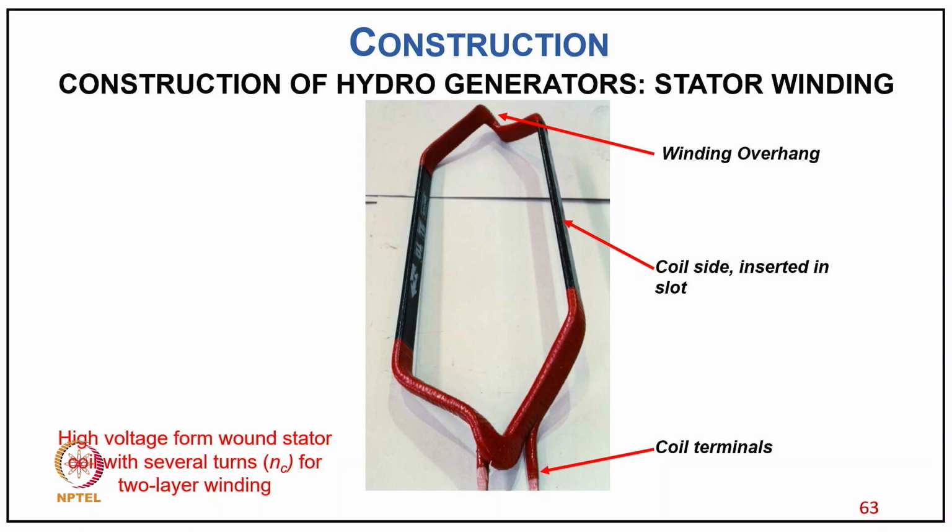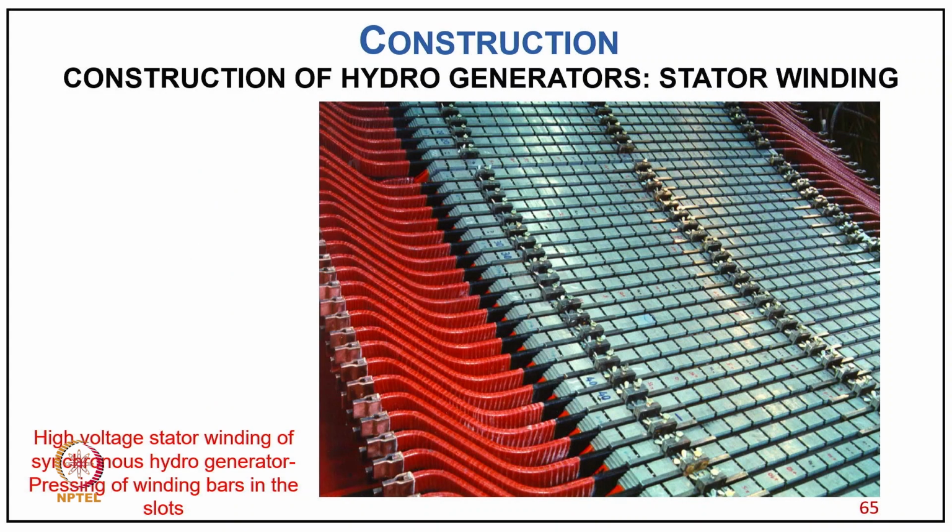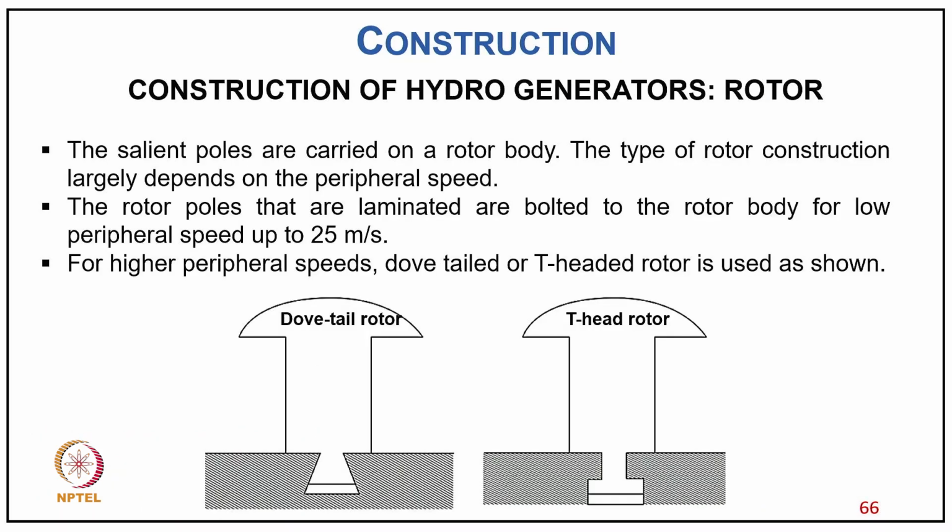So the high voltage form-wound stator coil has several turns, as seen for 2-layer winding. Then here you have a typical stator winding, as you can see different parts of it with the ventilating duct, 2 slot, massive iron clamping fingers, pressing plates, and typically the layers, first layer, second layer, and then the winding overhang which is coming outside. Then typically the high voltage stator winding of a synchronous hydro generator, pressing of winding bars in the slots.